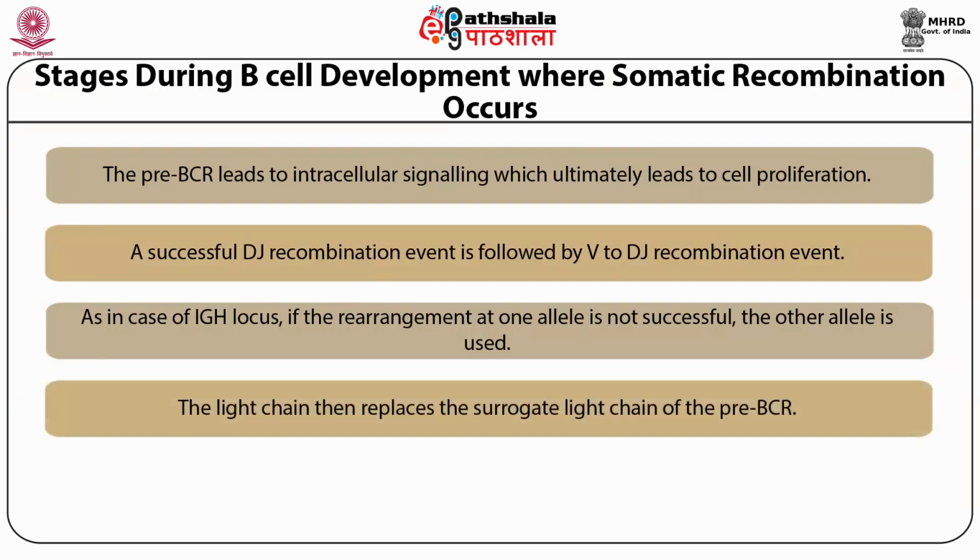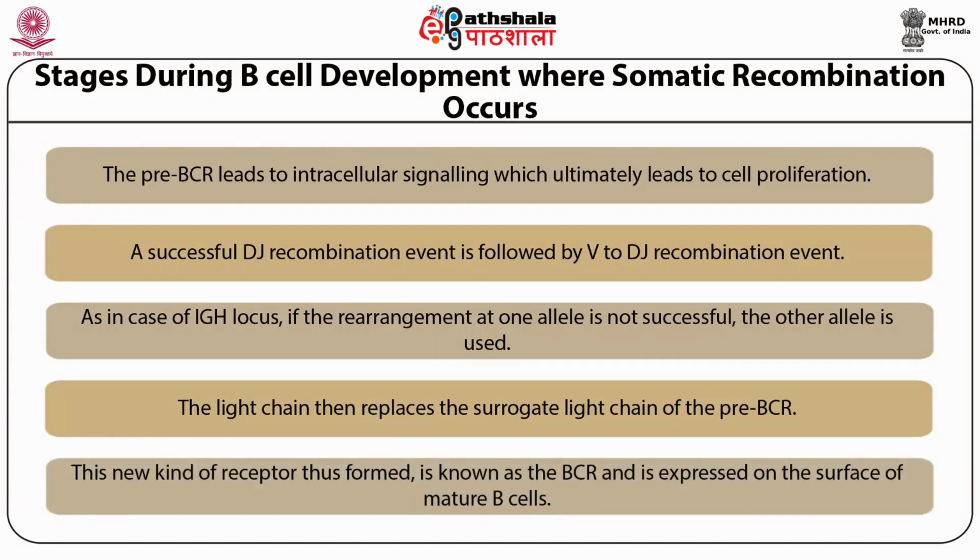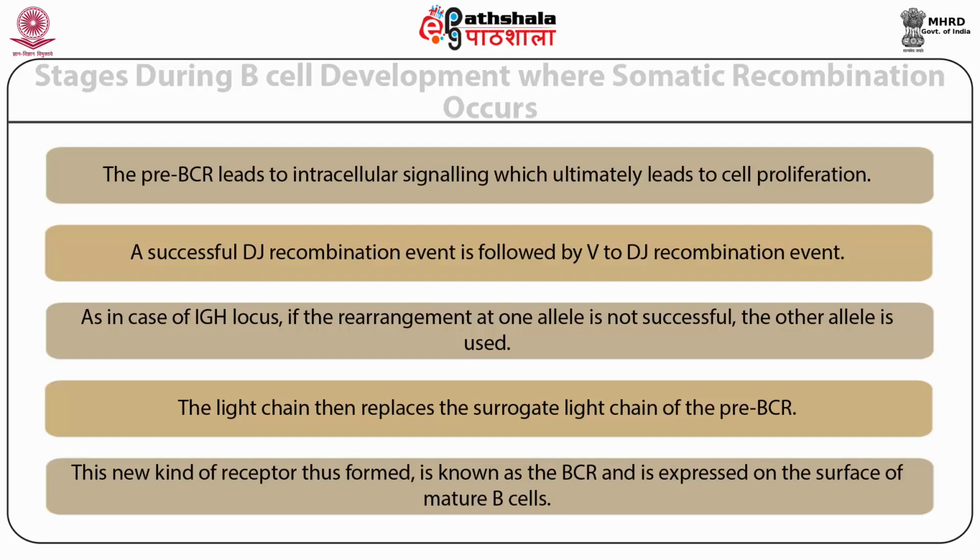The light chain then replaces the surrogate light chain of the pre-BCR. This new kind of receptor thus formed is known as the B cell receptor or BCR and is expressed on the surface of mature B cells. I wish to emphasize here that this allelic exclusion ensures that all the BCRs on the surface of a mature B cell possess the same antigen specificity.